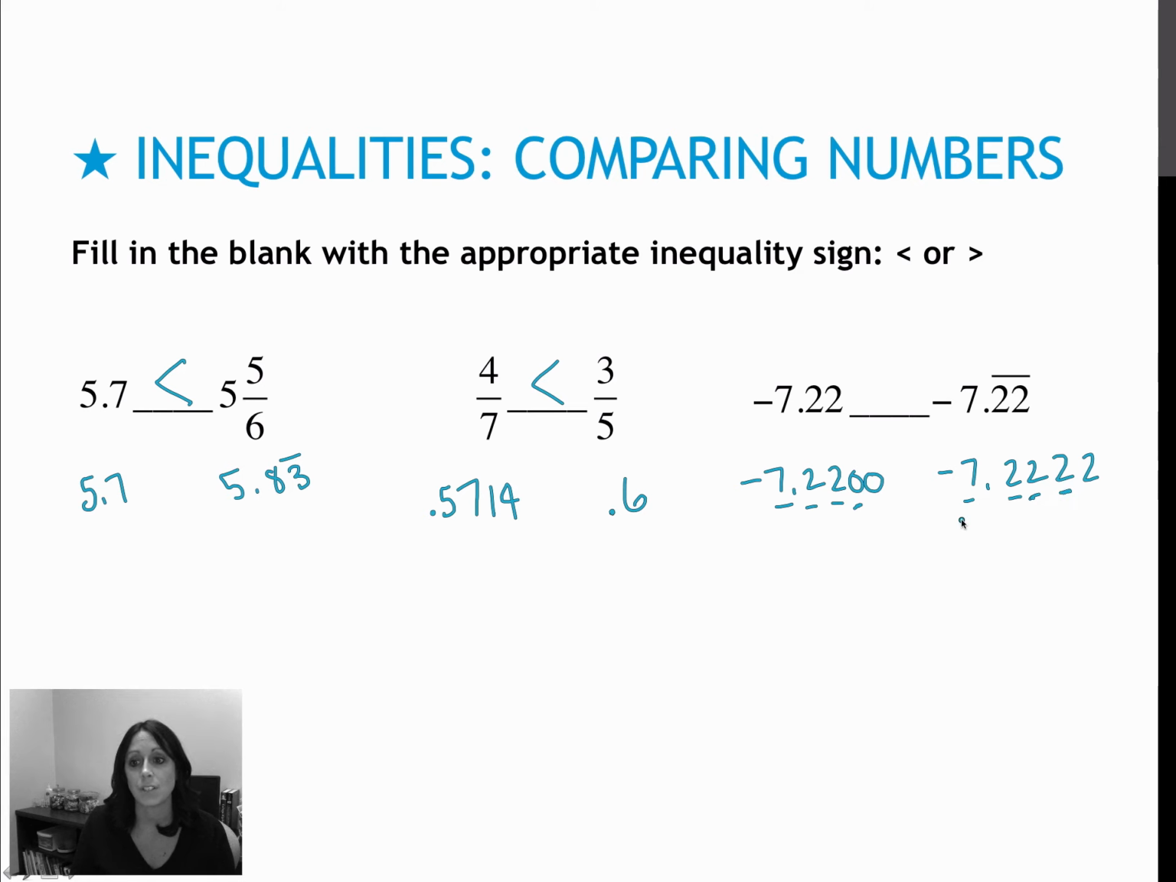So if these were positives, I would be looking at the less than sign again. But because now we're looking at negatives, this number is actually more negative. It's further to the left. If I were plotting these on the number line, and this was negative 7.22, and this were negative 7.23, this number would be over here, and this number would be probably about right here. So this one is actually further to the left. So this one is actually less than. So this negative 7.22 is greater than negative 7.2 repeating.